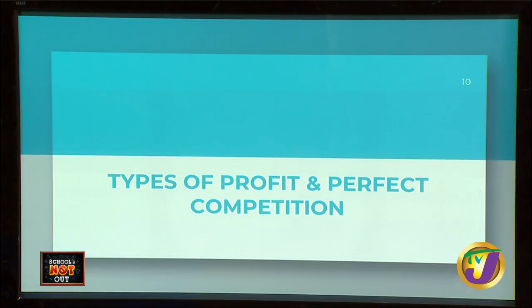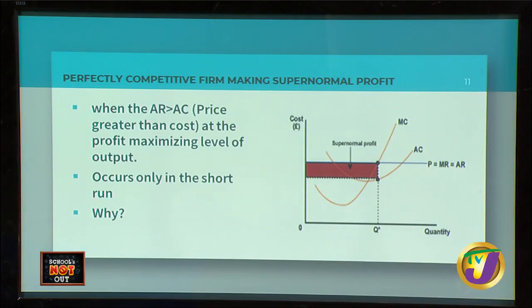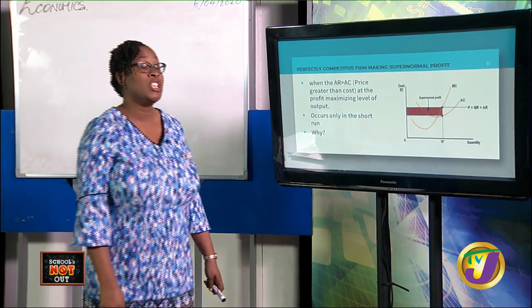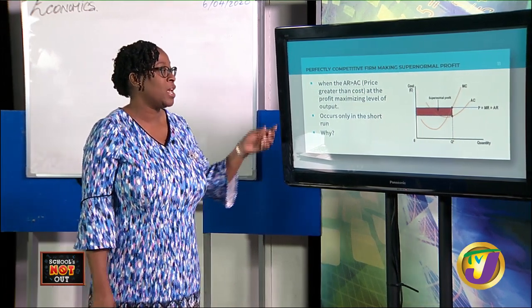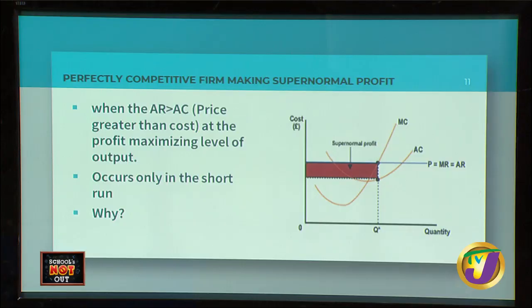Now, for each market structure, we are going to look at the types of profit, but for perfect competition, let us look at how they are making what we call abnormal profit, or supernormal profit. That is achieved when the average revenue, or the price, is greater than the cost of producing the profit maximization level of output, and this occurs in the short run.